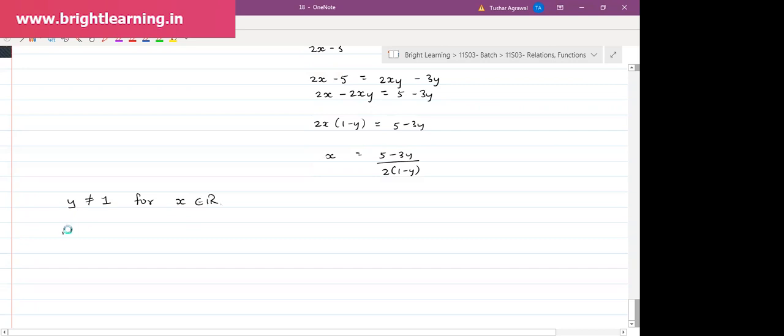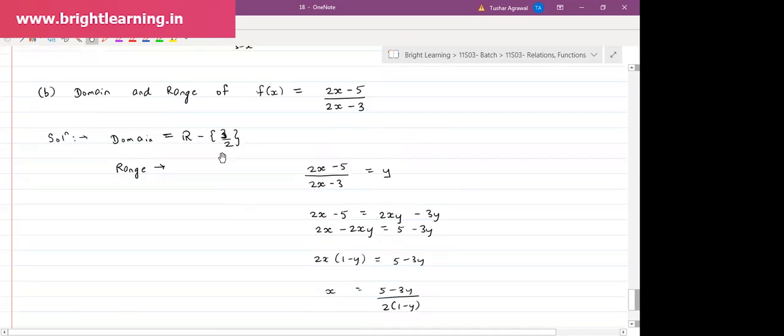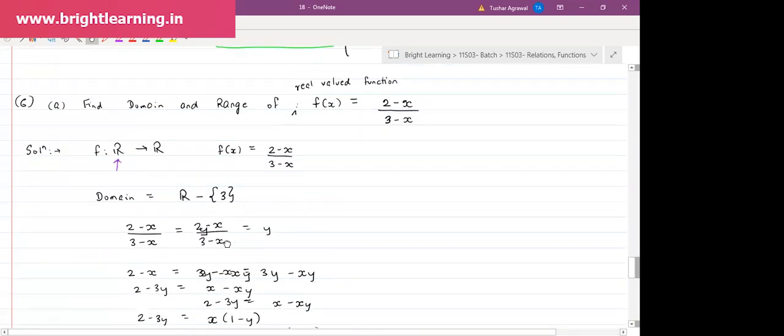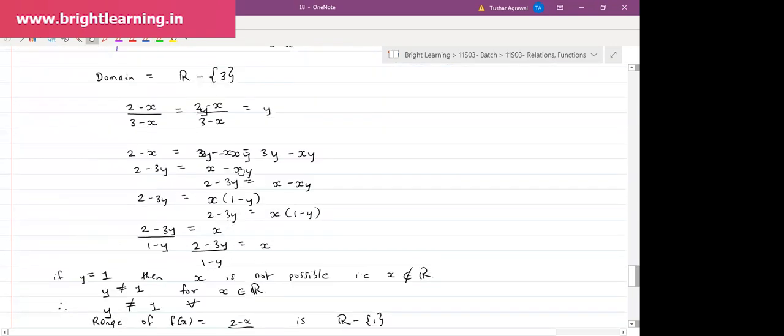That is, range of f of x is equal to the set of real numbers except the value 1. Is it clear? Dhananjay and Pujita? Yes, sir.